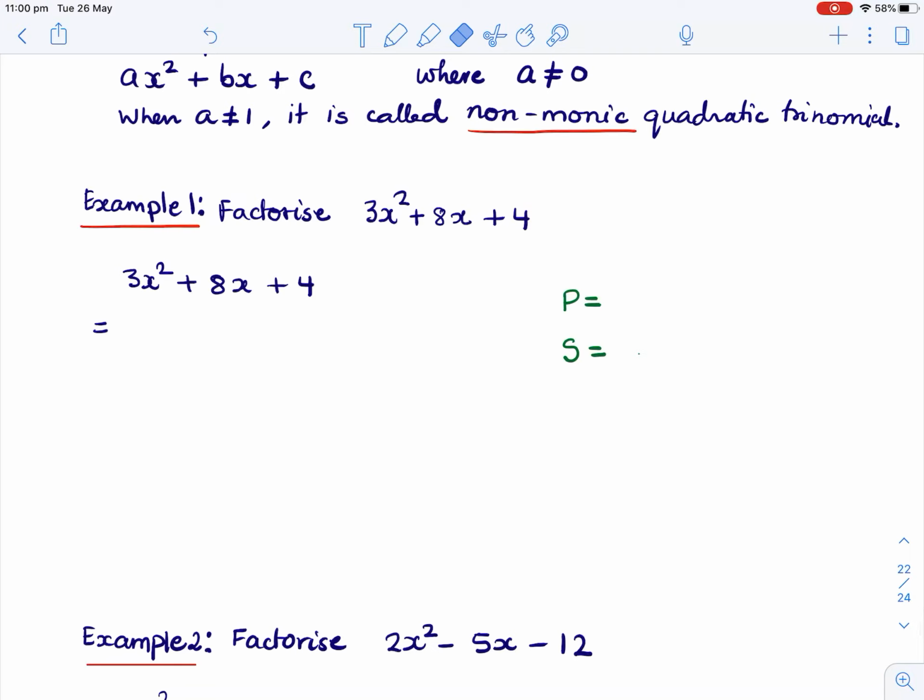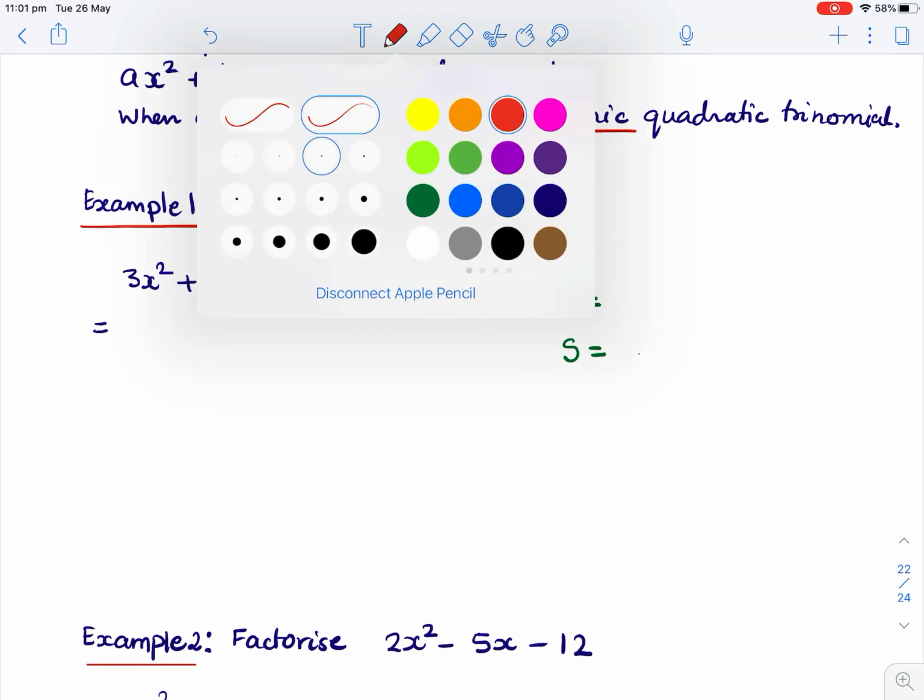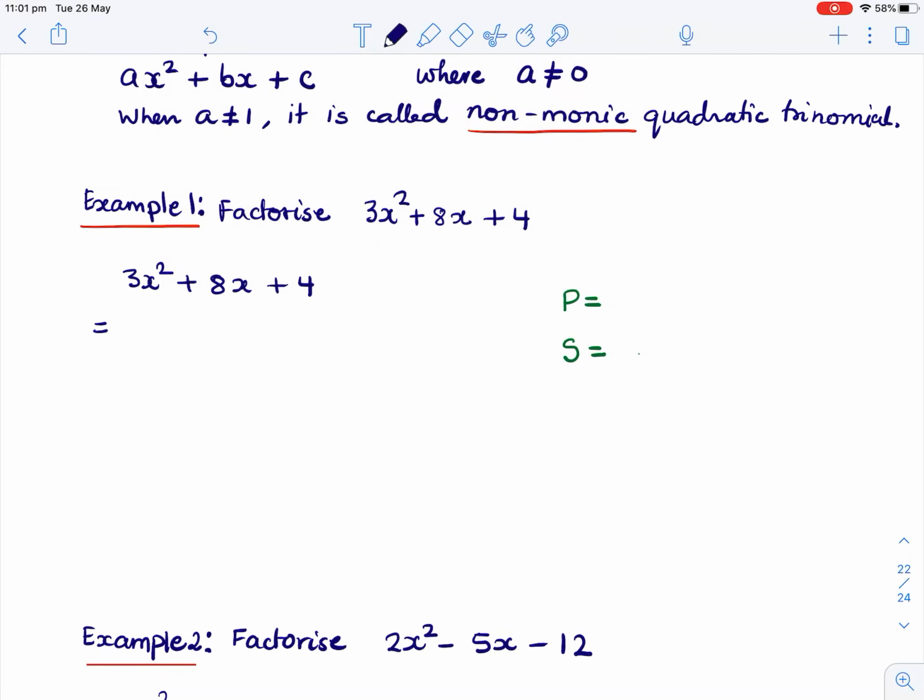Now this is a little bit different from the previous video. There are different methods to factorize a non-monic quadratic trinomial. In this video, I'm only going to cover the method of splitting the middle term. So in this case, the product is the product of a and c. So here a is 3 and c is 4. So the product is 3 times 4, which is 12. And the sum is this as b.